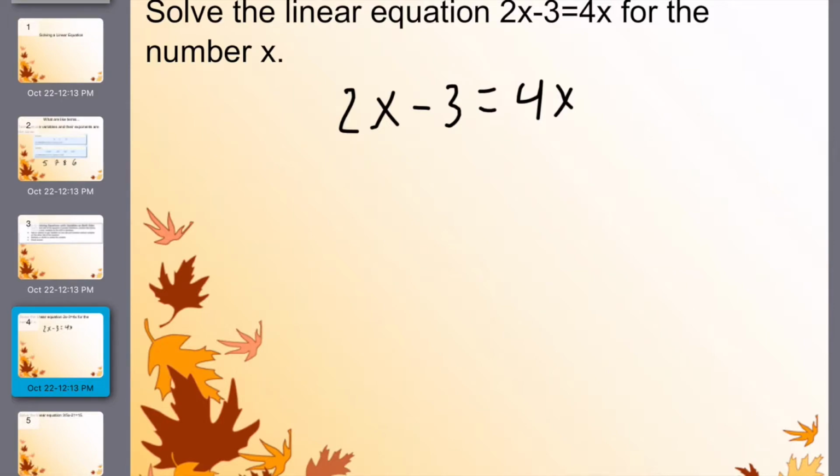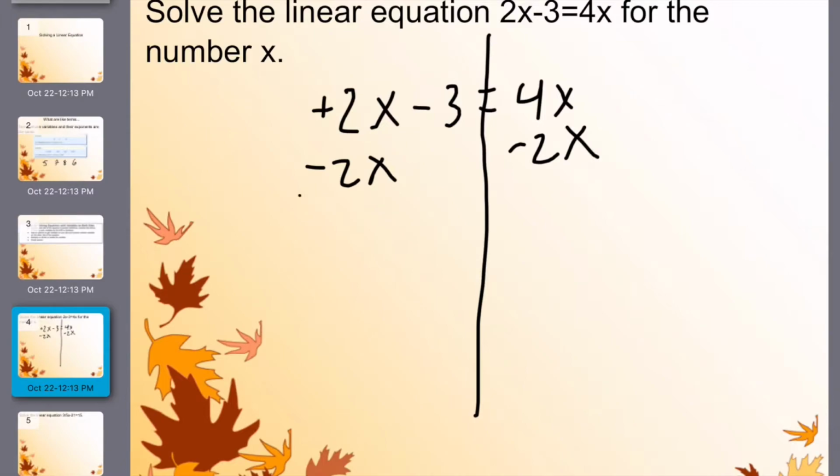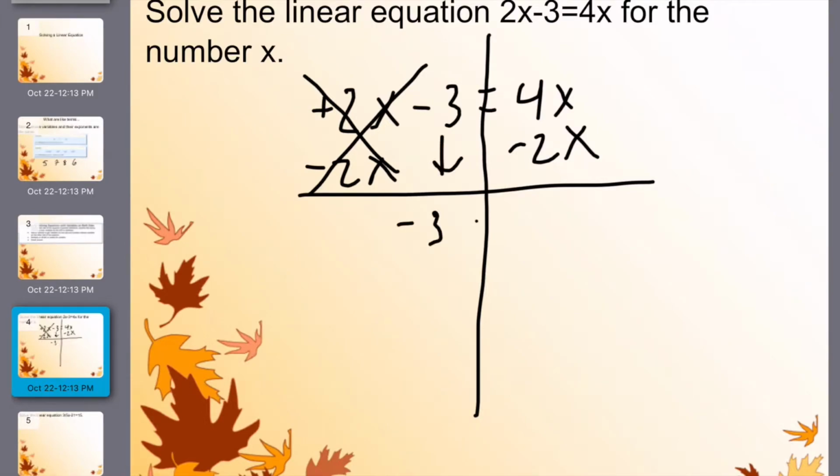So I'm going to draw a wall down the center here to represent that there are two sides. And since right now my 2x is positive, I'm going to do the exact opposite to get rid of it on the left-hand side. Since it's positive 2x, I need to subtract 2x on both sides. The left-hand side cancels out, and the only thing that's left is negative 3. And 4x minus 2x is the same thing as 4 minus 2, and I just keep my x there. And 4 minus 2 is 2x.